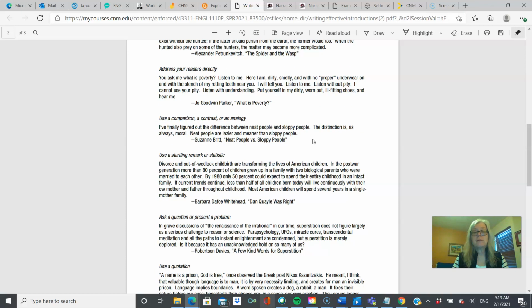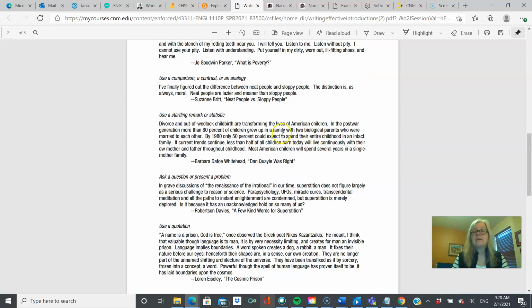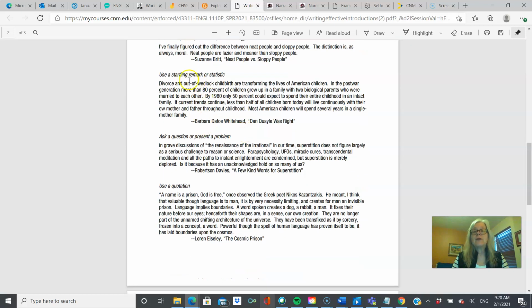That's powerful. You can use comparison, a contrast, or an analogy. Or you can start with a remarkable statistic. Ask a question or present a problem. I am not super crazy about this one. It's overused, and often the questions, unless they're really, really pointed and really, really interesting, that doesn't always work. It has to be a really pointed question.